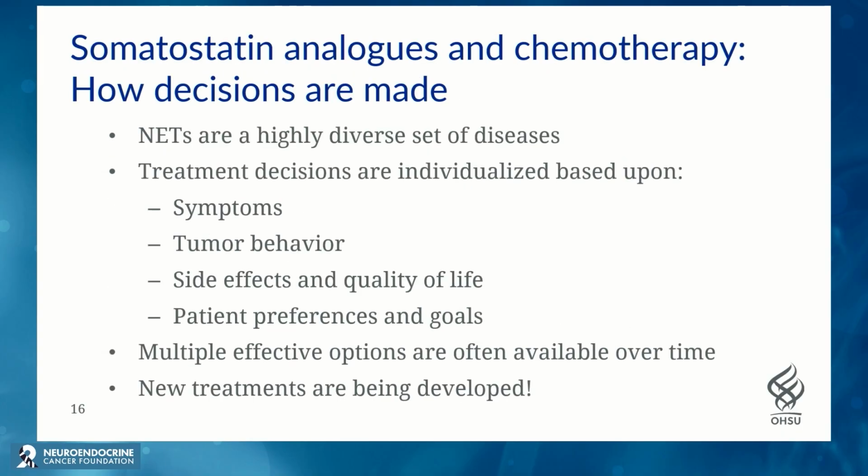So when we think of somatostatin analogs and chemotherapy and how decisions are made, this brings us back to the idea that neuroendocrine tumors are just an incredibly diverse set of diseases. As such, treatment decisions are individualized and based upon symptoms, the behavior of the tumor, side effects and quality of life expectations, as well as patient preferences and goals, which that last one is oftentimes of critical importance as we're navigating these different treatment options. Now, it's important to keep in mind that there are multiple effective treatment options that are often available over a long period of time, and new treatments are constantly being developed.